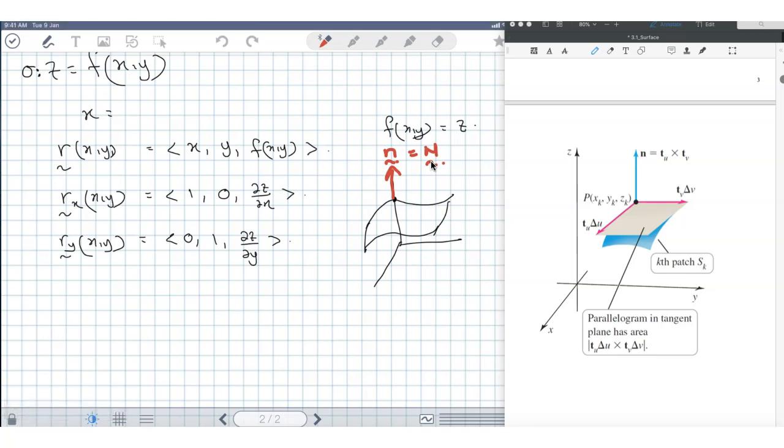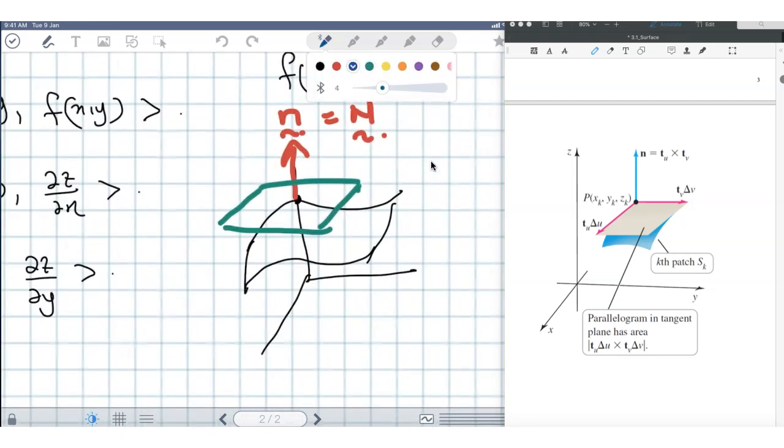Okay, so where is your rx? Your rx is on the plane. You have the flat plane just now, so that is your tangent plane, right? On the tangent plane, you have rx, the tangent vector along the x-axis, and you have ry, a tangent vector along the y-axis. Let's say this is x, and this is y.